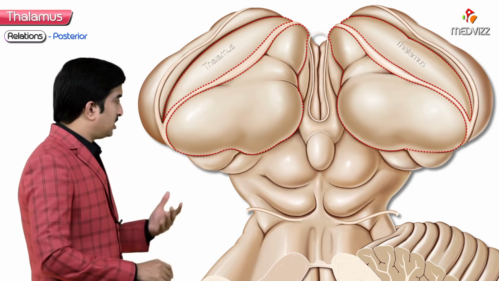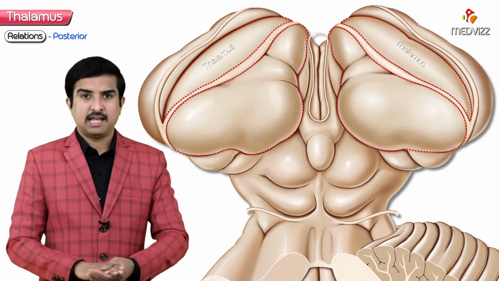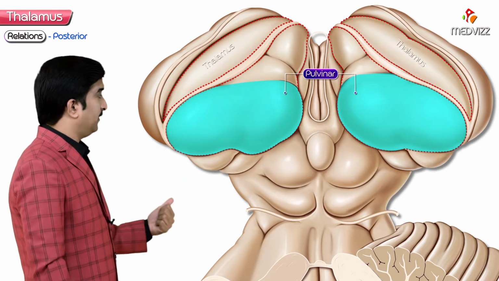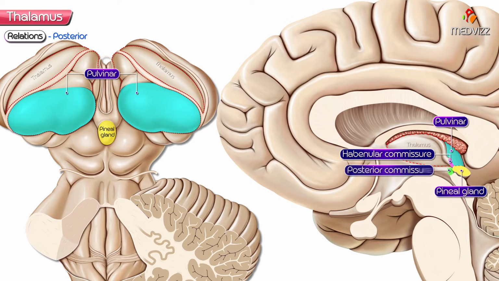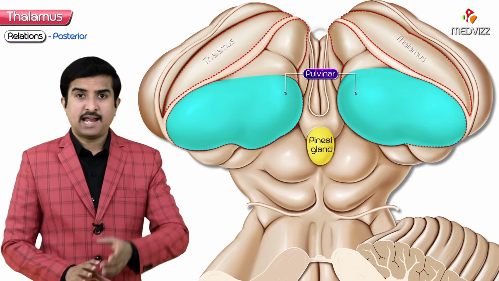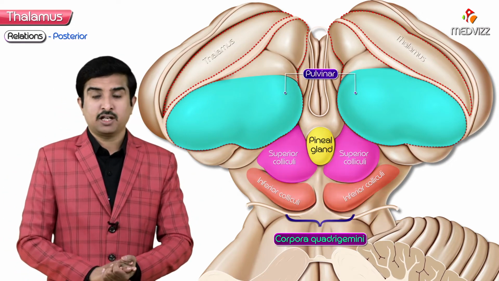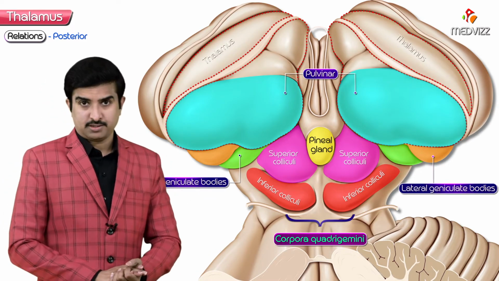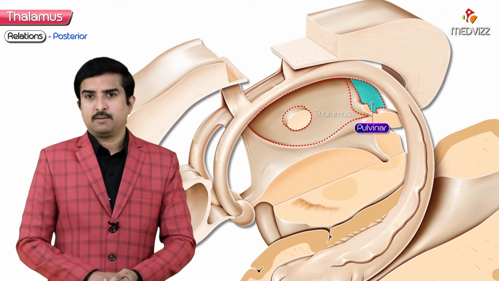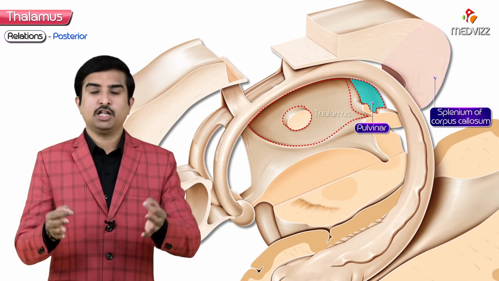And next is the posterior relation. The posterior-most aspect of the thalamus is known as the pulvinar. Each pulvinar is lateral to the pineal gland, the habenular and posterior commissures, and posterolateral to the corpora quadrigemini, which are the superior and inferior colliculi, and superior to the medial and lateral geniculate bodies. Additionally, the posterior thalamus is deep to the splenium of the corpus callosum.